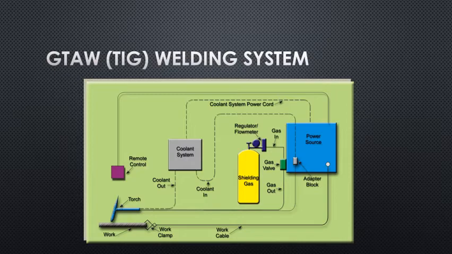All right, a gas tungsten arc welding system is illustrated in the picture below, and the mandatory equipment that we have to have includes a power source, the shielding gas and regulator, our TIG torch, and our work clamp. A coolant system, if we're using a water-cooled torch, and a remote control would be benefits to improving weld control and weld quality, but they are not required to actually perform a TIG weld.